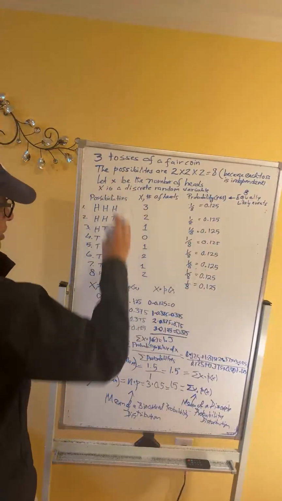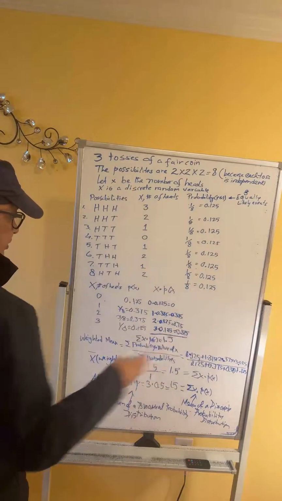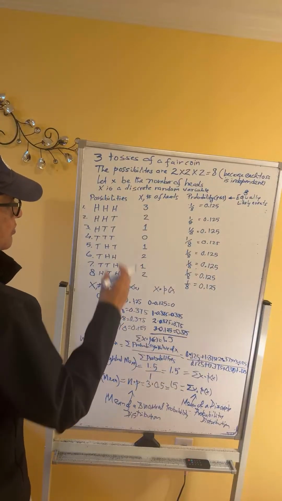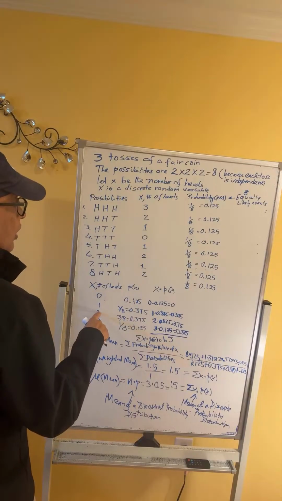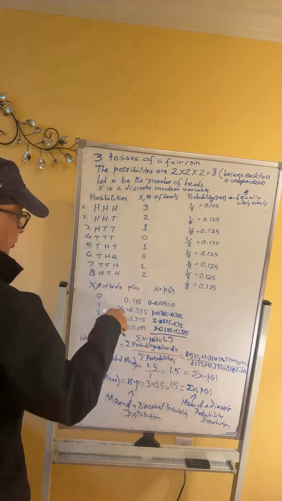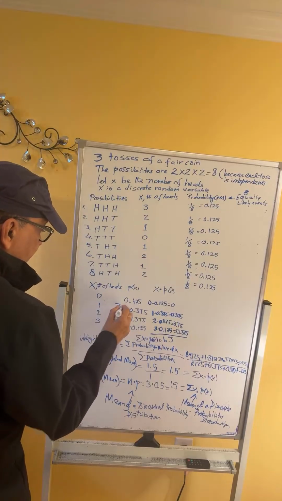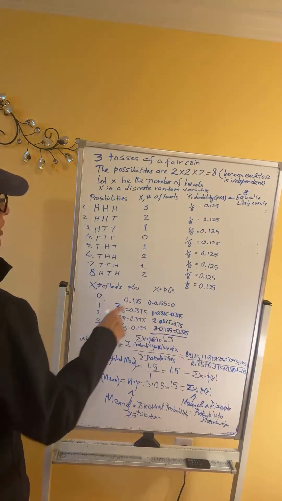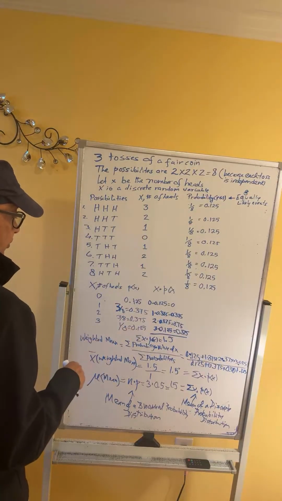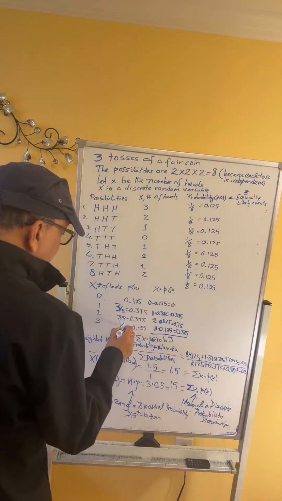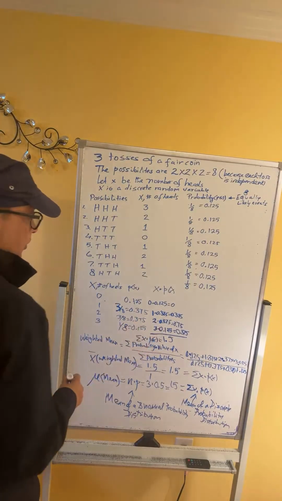Then we put together the number of heads, which varies from 0, 1, 2 and 3. How many times does 0 appear? Only once. Probability is 0.125. How many times does 1 appear? 1 head, 3 times. 3 out of 8. How many times does 2 appear? 3 times. 3 out of 8. How many times 3 heads? It's 1 out of 8, which is 0.125.